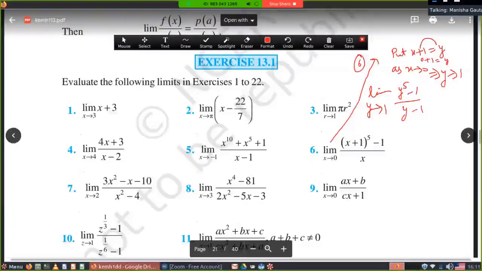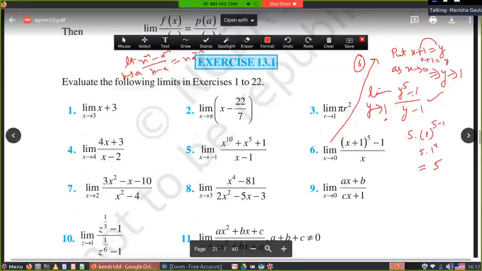Now this is the formula which we have studied: limit x tends to a, x to the power n minus a to the power n upon x minus a, that is n a to the power n minus 1. This is the same question, same formula. The limit is tending towards a, meaning 1 here. So the answer will be 5 into 1 to the power 5 minus 1, that is 4. 5 into 1 to the power 4 is only 5. And the answer is 5. Now you can do question number 6.